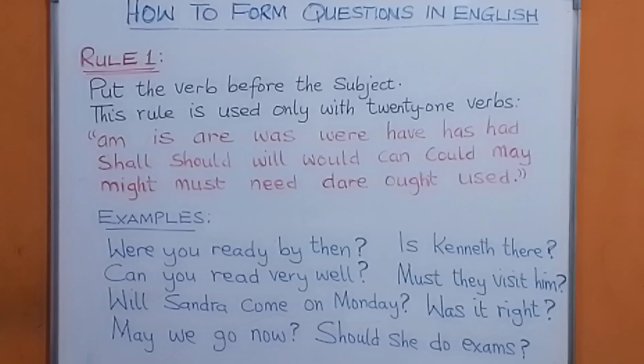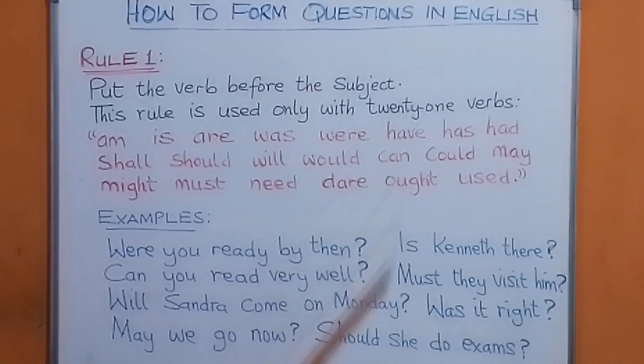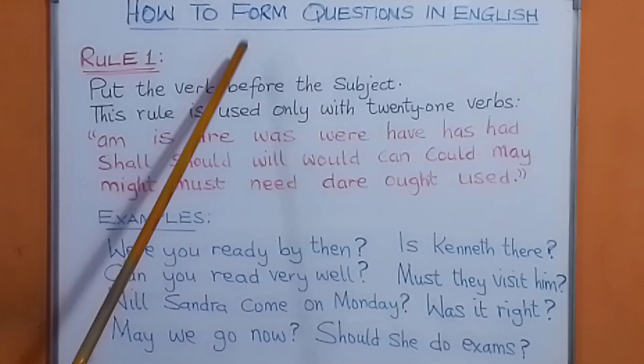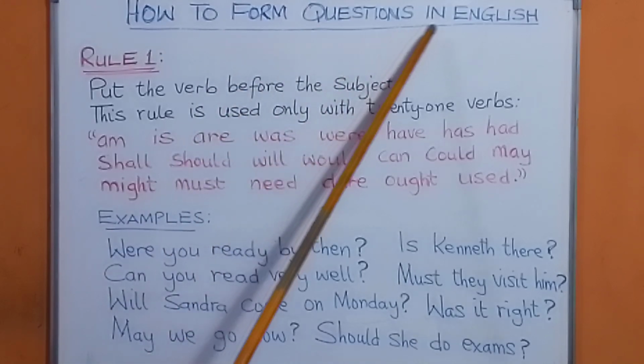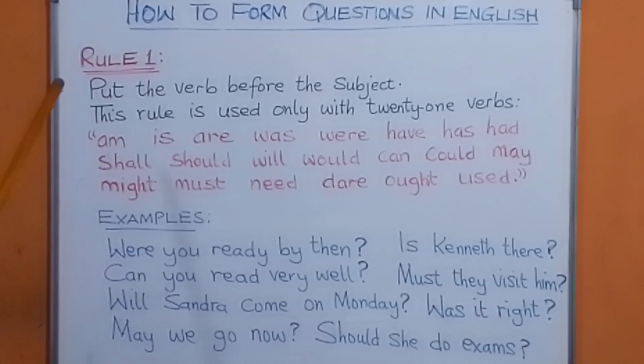Series on English language. Now we're going to deal with this topic on how to form questions in English. How to form questions in English language. Rules. There are certain rules. We're going to look at 3 rules that you have to observe, that you have to note while forming questions in English language. We're going to take rule 1. What is rule 1? Number 1 rule.